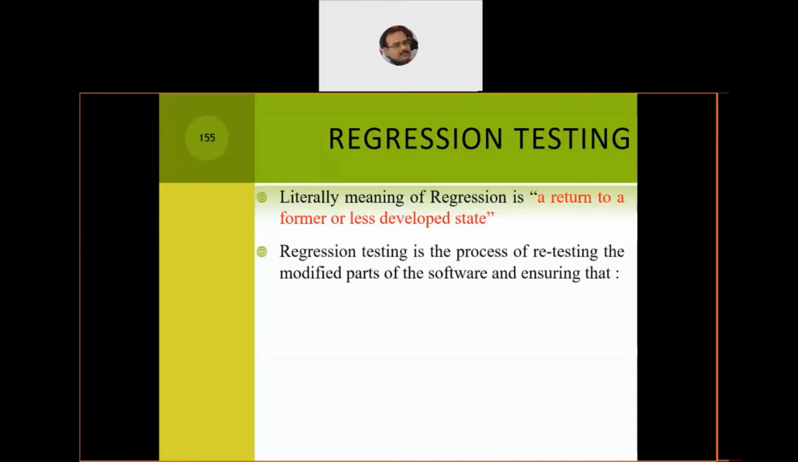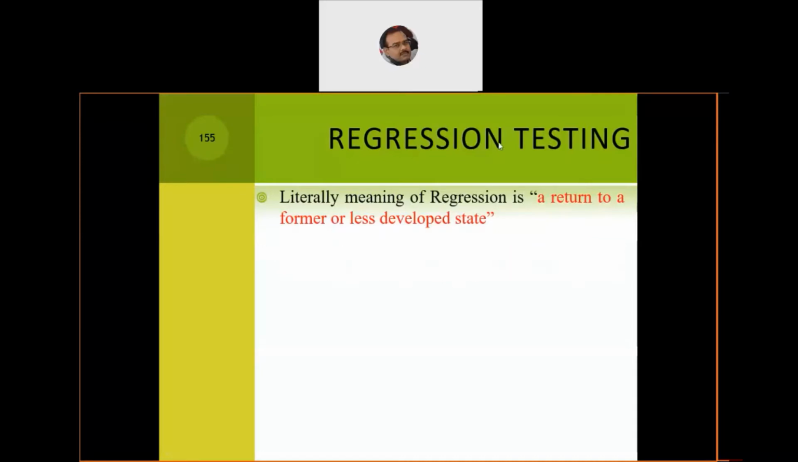If you look at the literal meaning of the word regression, it says a return to a former or less developed state, because you are not progressing, you are moving backward. The word is very simple, very clear, easy to understand: somewhere we have identified certain faults and then we want to move backward, make appropriate correction and then move forward. So in regression testing, we will do the same thing.